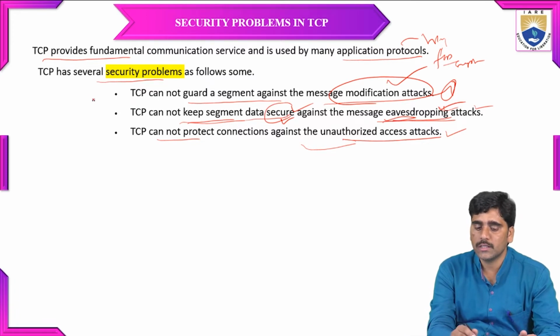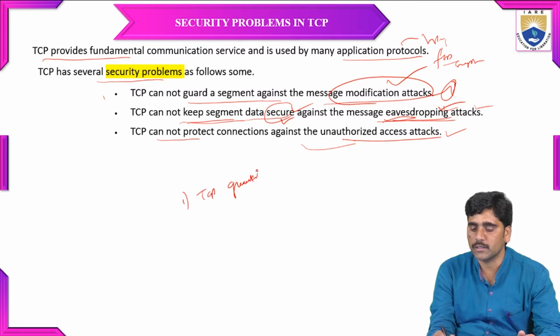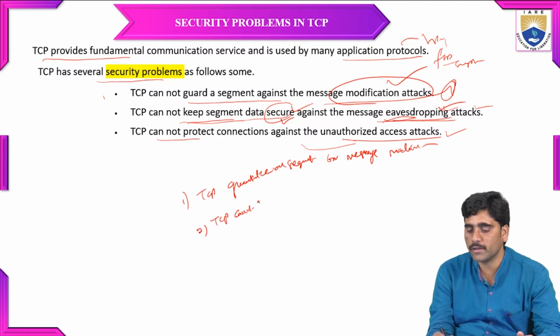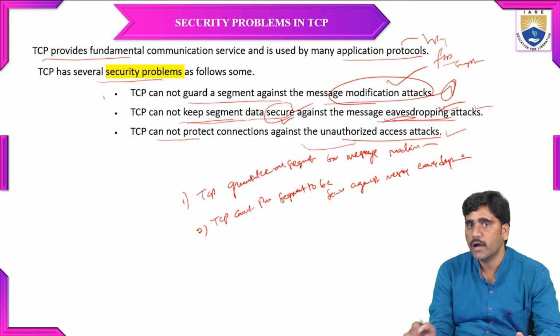So one, what is it? TCP cannot give the guarantee on the segment against a message modification attack. The second one is TCP cannot provide the segment to be secure against message modification or message eavesdropping attacks. And the third one, TCP cannot protect the connections against unauthorized access attacks.